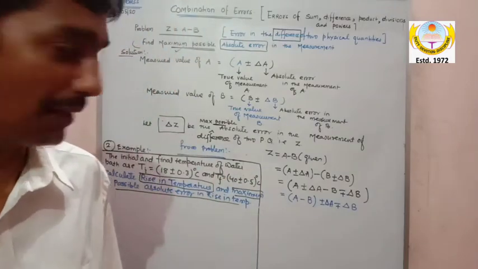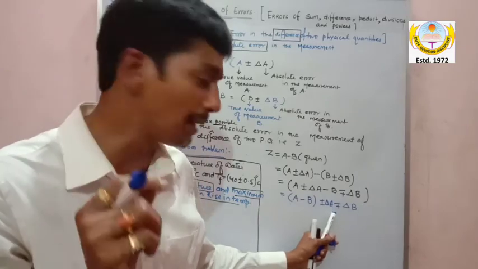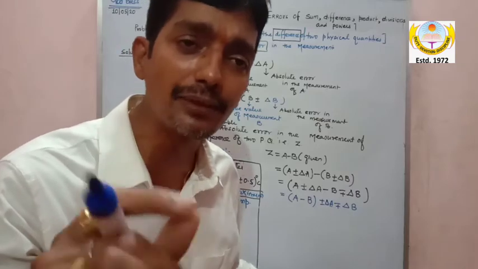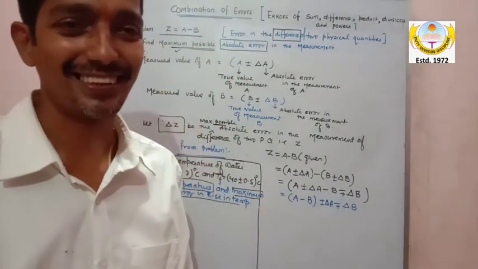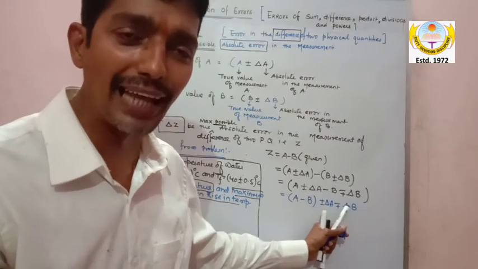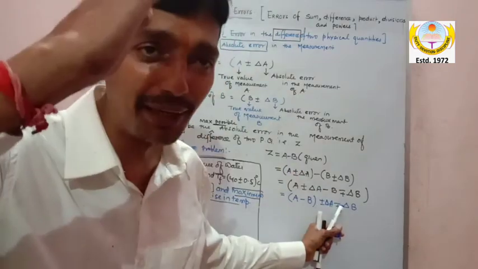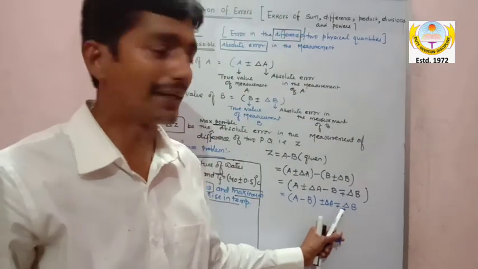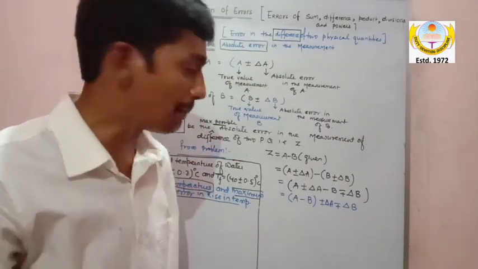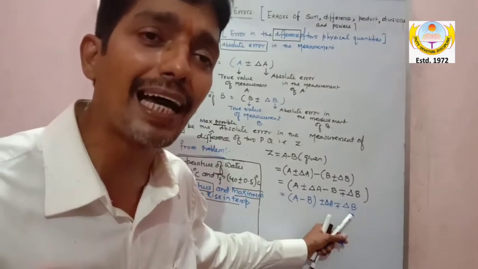We want the answer as maximum possible error. Now maximum error will be only when del A and del B have the same sign. Because if I subtract del A with del B or del B with del A, my dear, the error will minimize, the error will decrease. But the question is maximum error you have to calculate. And maximum error is possible only when del A and del B have the same sign.